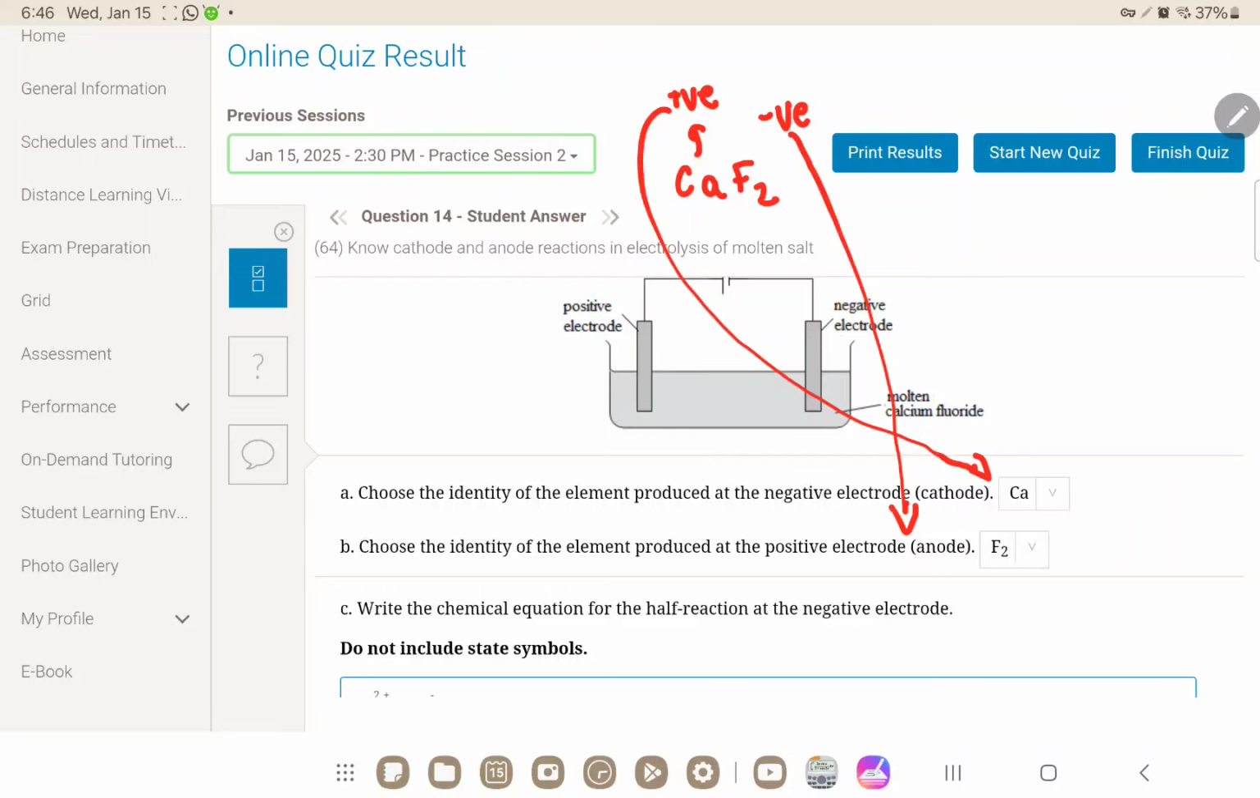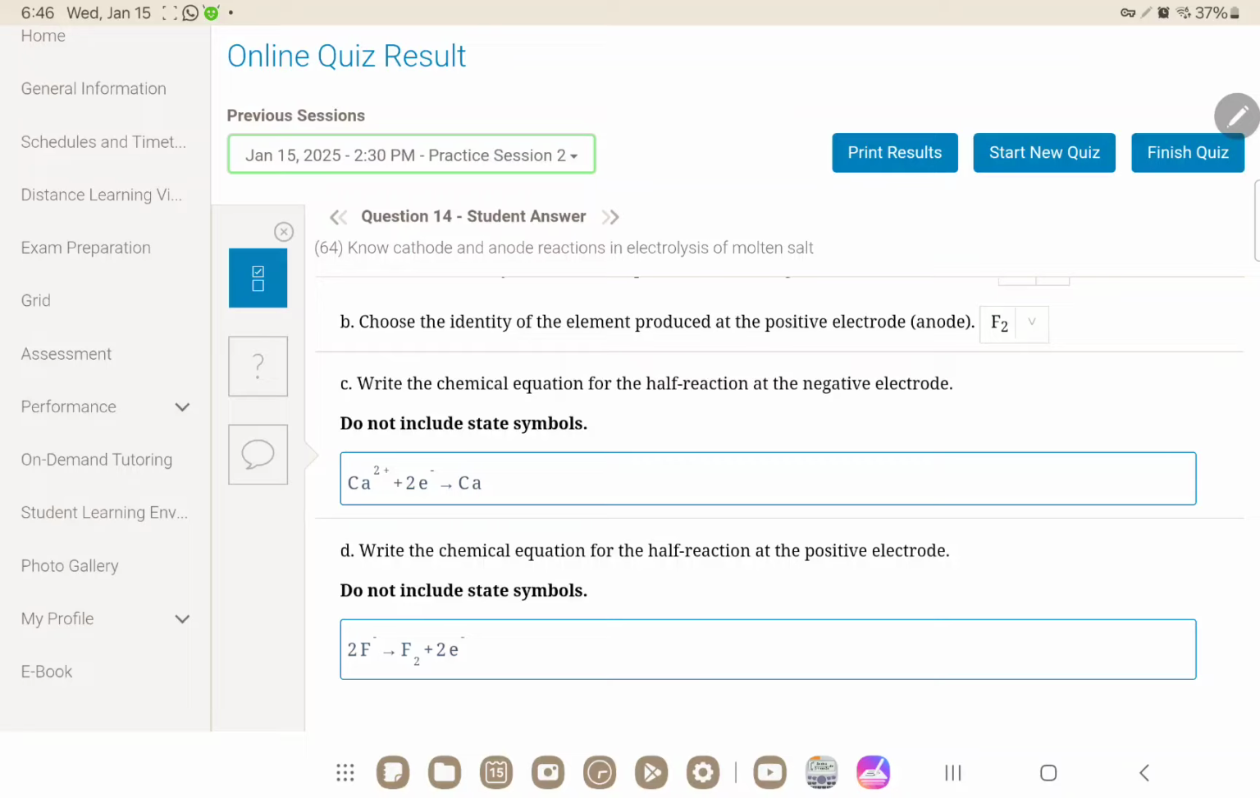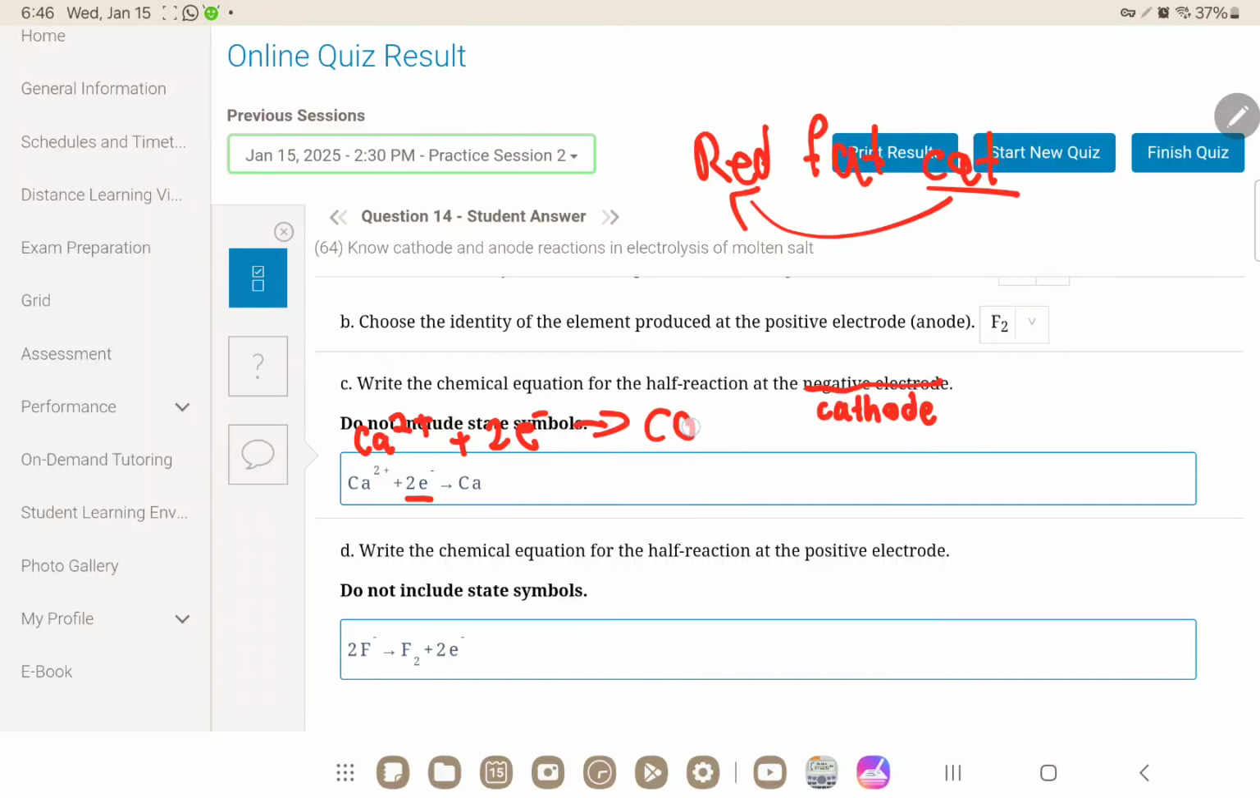And now for the half reactions, since Ca is going to the cathode, it's undergoing reaction. So they're asking you what happens at the, I don't like using negative electrode, cathode. Cathode is red fat cat. At the cathode, you undergo reduction. So Ca, calcium, is gonna undergo a reduction. In reduction, you have to remember reduction, reactants. So in reduction, you're gonna find the electrons at the reactants. So you're gonna do your ion, Ca2+ plus 2e-, it's gonna be the same as the charge, will give you calcium.